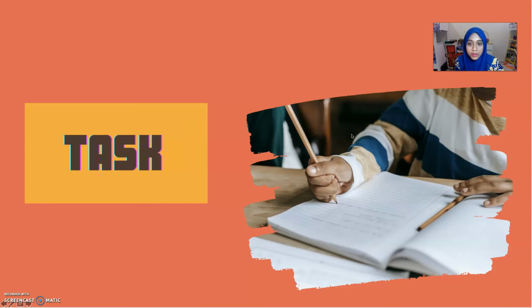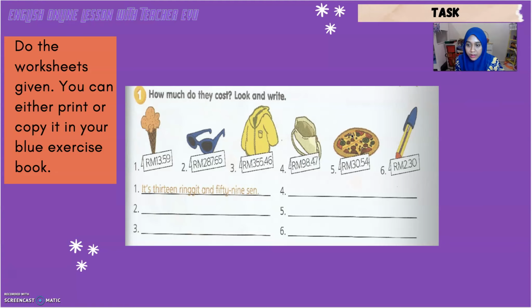Alright, so now we have come to the task for today. For today, you have to do the worksheets given. You can either print or copy it in your blue exercise book. I am going to give you 2 worksheets. You can either write it down or print it out and paste it in your blue exercise book. But I prefer if you write them.